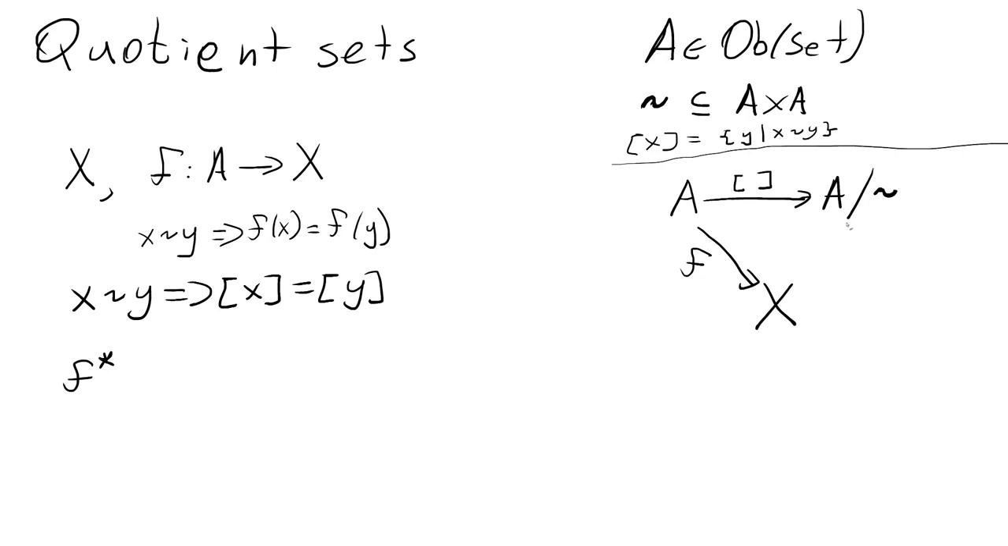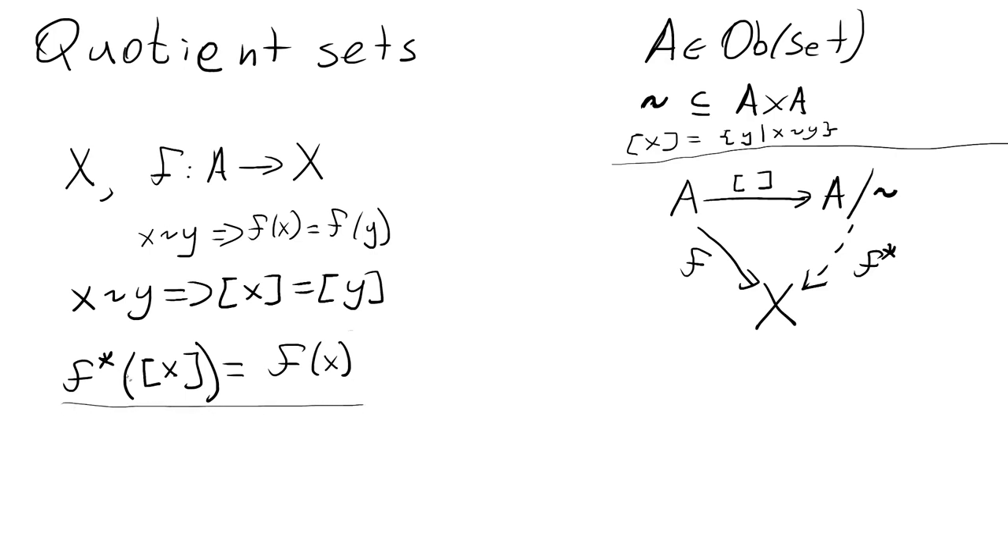F star will go from A slash tilde, that maps the equivalence class of the element x to wherever f will take x. Now, Judson is concerned with the question of whether this equation defines a function. Like, is f star defined by this equation even a function?